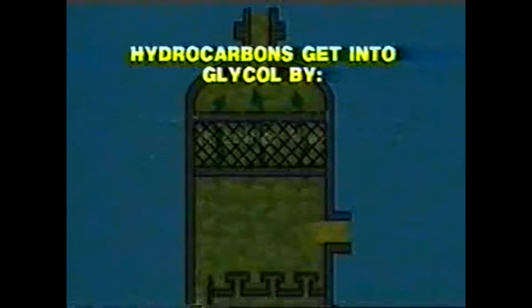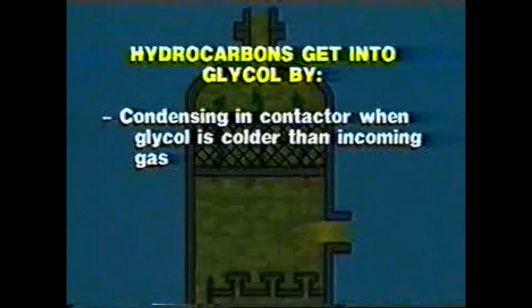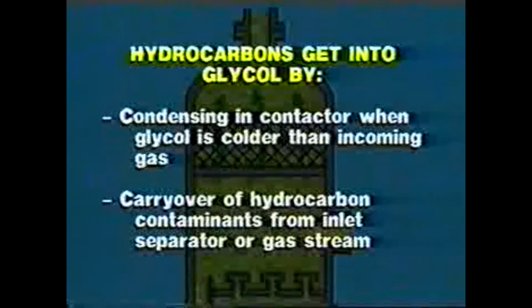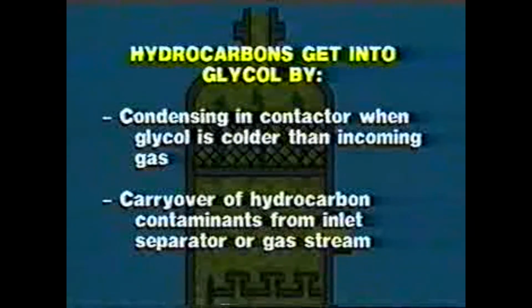Hydrocarbons get into the glycol in 2 ways. By condensing in the contactor when the glycol is colder than the incoming gas, and by carryover of hydrocarbon contaminants from the inlet separator or gas stream if the unit has no separator.